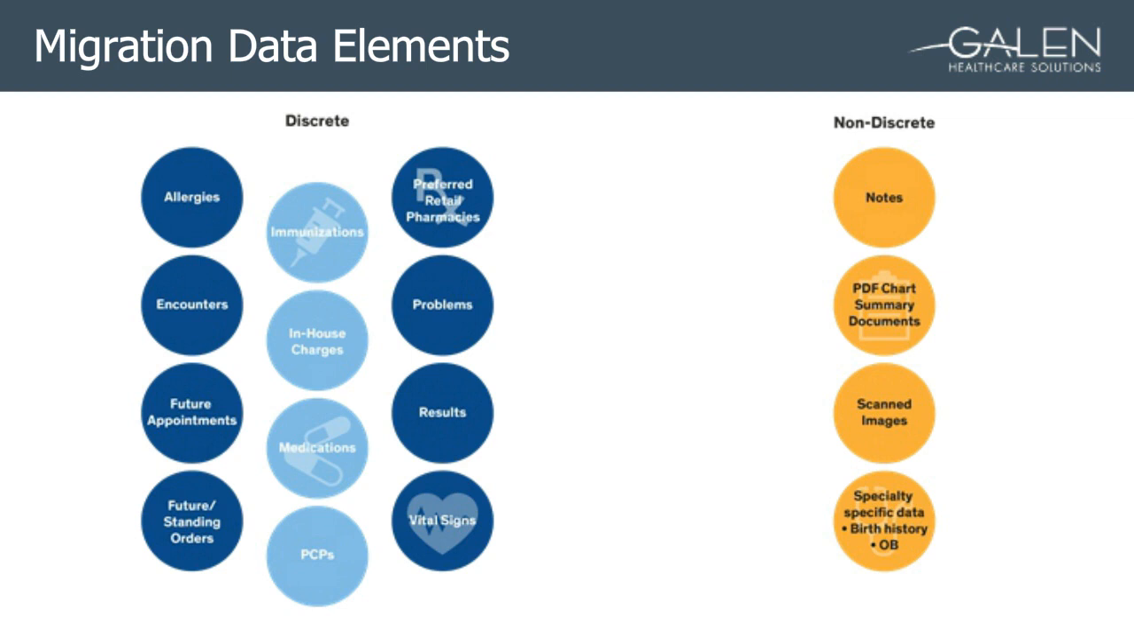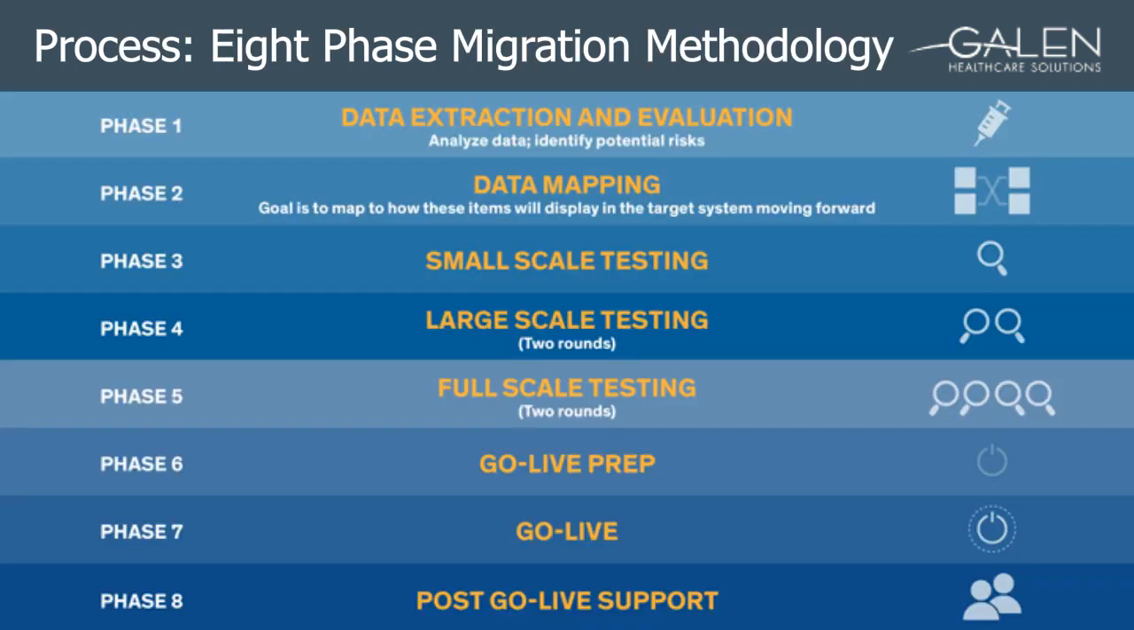Our typical migration timeline can range anywhere from 4 months to as long as 2 years. The timeline is primarily driven based on the new EHR's go-live date, as well as the scope for the data migration. Our methodology is 8 phases. I won't go into the detail of each of the phases, but I will call out the most critical ones.